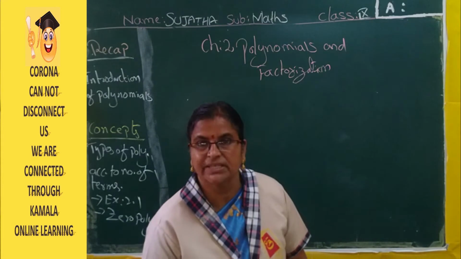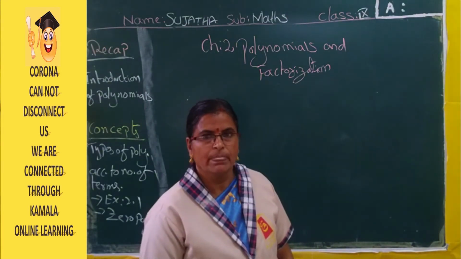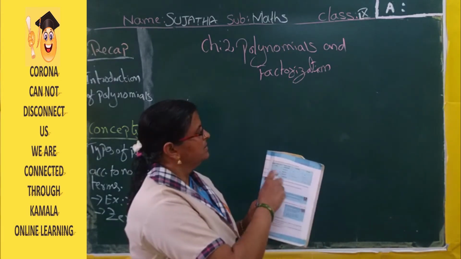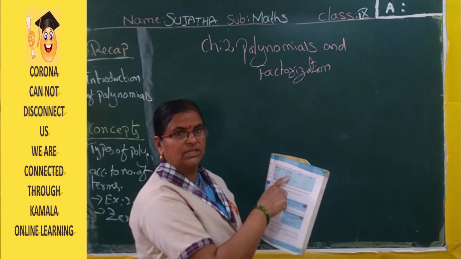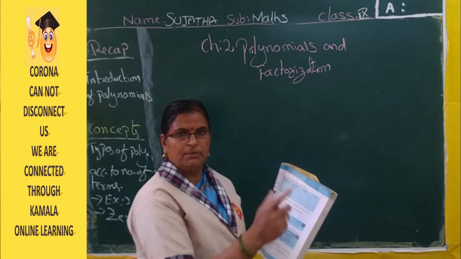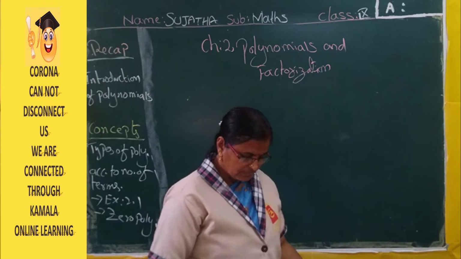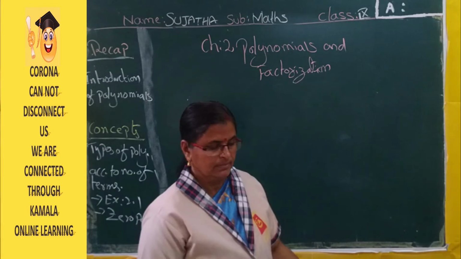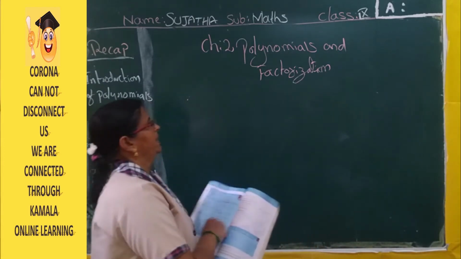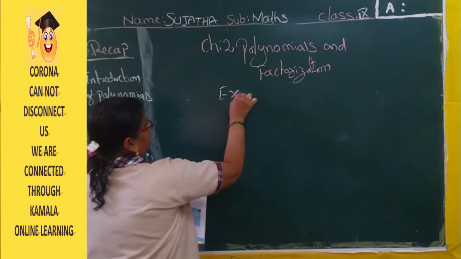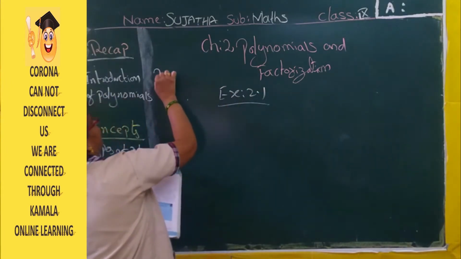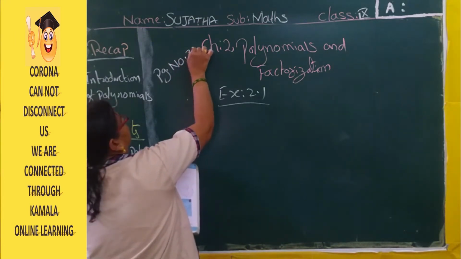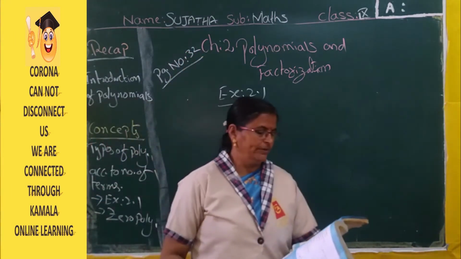If you see page number 31, a table is given. You have to copy this table in the classwork. Open page number 31: types of polynomial according to the number of terms. So, the table you have to copy. Now we'll see Exercise 2.1 first. Open page number 32, Exercise 2.1.